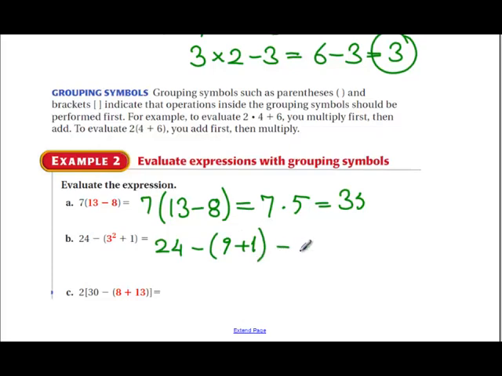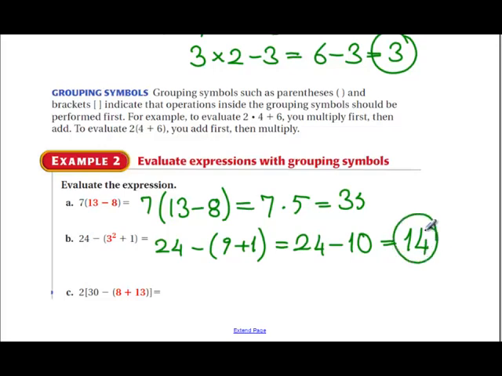Now I only have one operation left inside the parentheses, then I can add them up, which is equal to 10, then 24 minus 10 equals 14. Then the answer of the second part is 14.